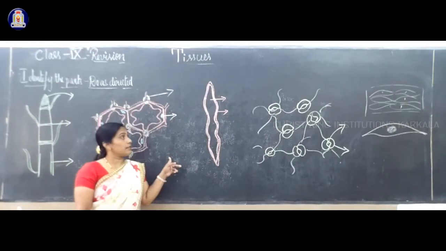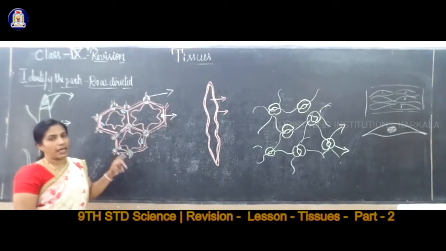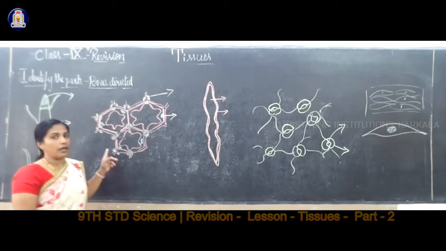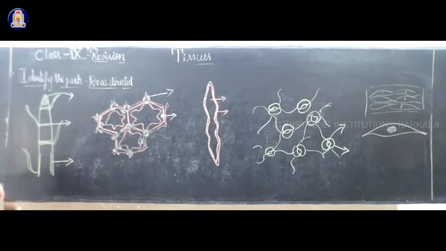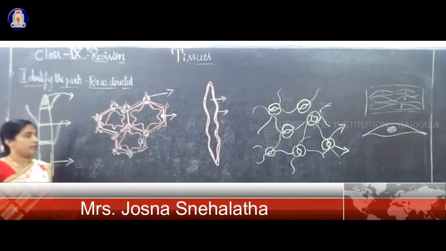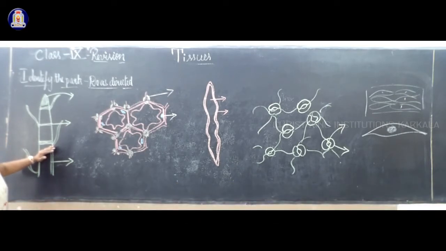Questions related to this lesson are on identification of parts, and sometimes you write their function. Sometimes it is for 2 marks, or sometimes 1 or 3. Next one: identify the parts, or the question will be like this, do as directed. By observing this diagram, identify the 3 parts and label the parts.